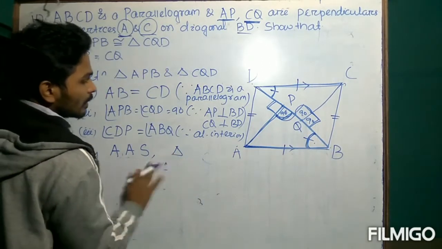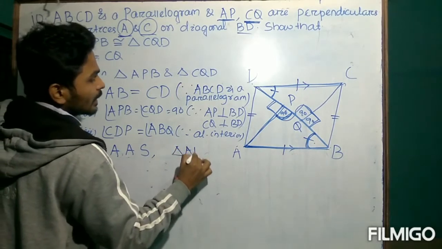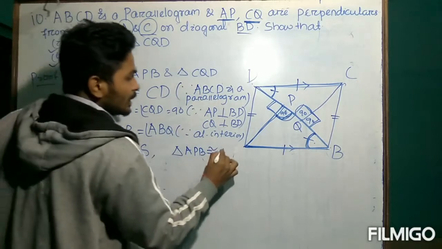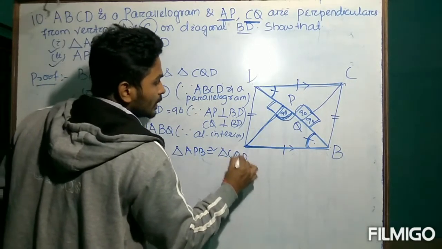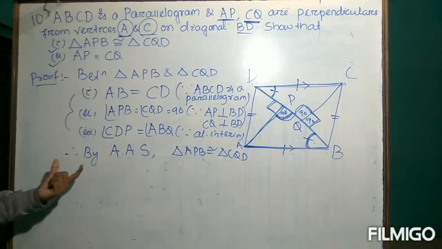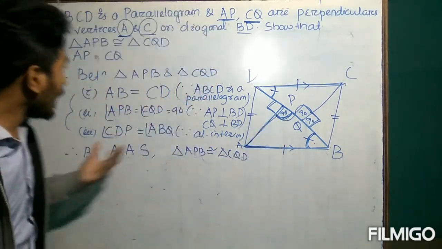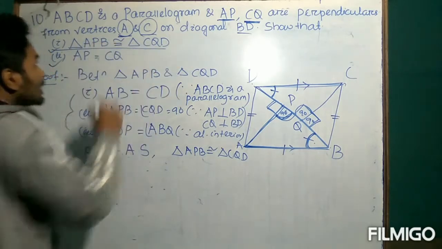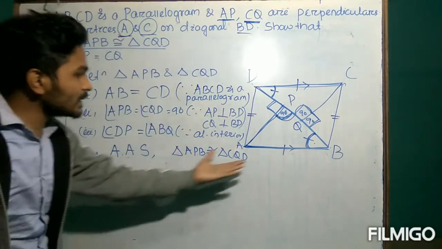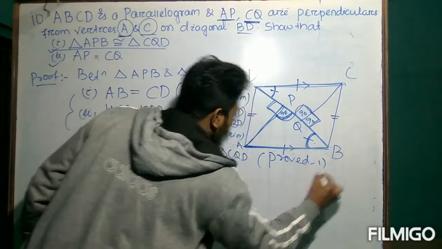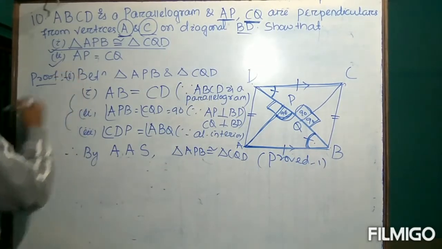Triangle APB must be congruent to which triangle? Triangle CQD. Understood? Is it clear now? So by AAS congruency, these two triangles become congruent, and we have also proved the first statement, that the triangle APB is congruent to the triangle CQD. So this is the proof for statement number 1.